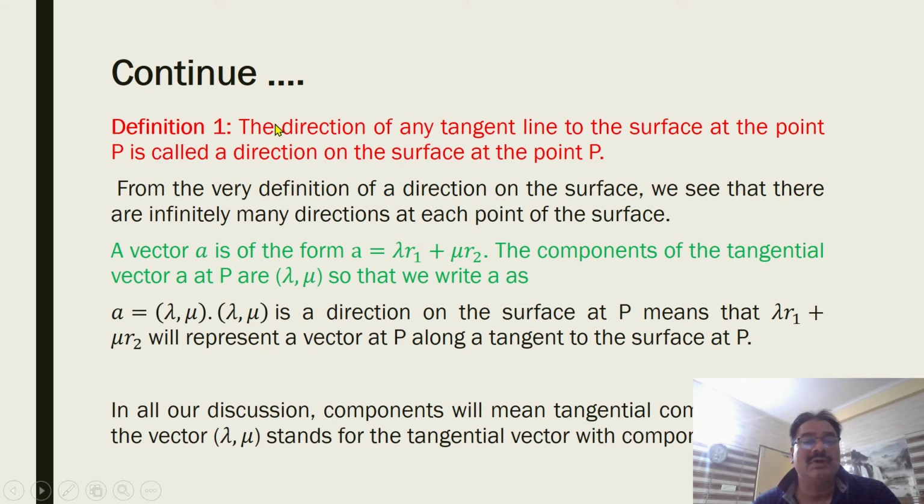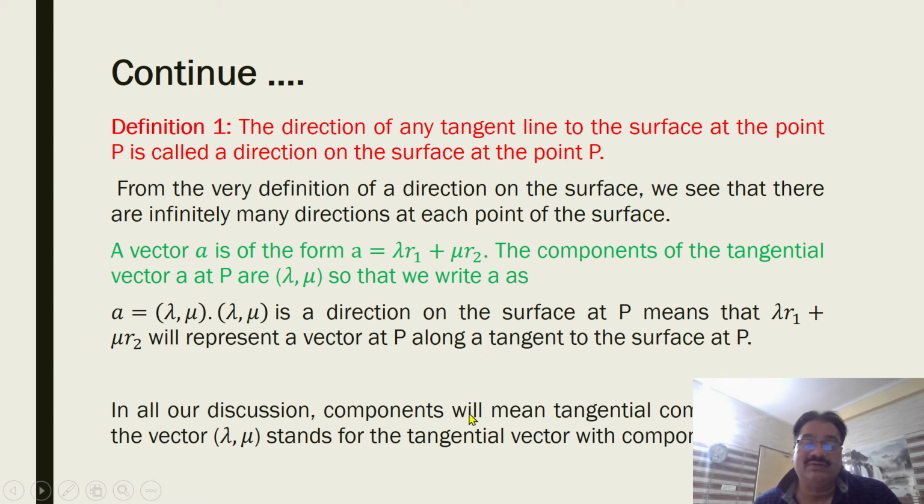Now, the following definition emerges. The direction of any tangent line to the surface at the point P is called the direction on the surface at the point P. From the very definition of a direction on a surface, we see that there are infinitely many directions at each point of the surface. A tangential vector A is of the form A equal to lambda r1 plus mu r2. The components of the tangential vector A at P are lambda, mu, so that we write A as A equal to (lambda, mu). Saying (lambda, mu) is a direction on the surface at P means that lambda r1 plus mu r2 will represent a vector at P along a tangent to the surface at P.